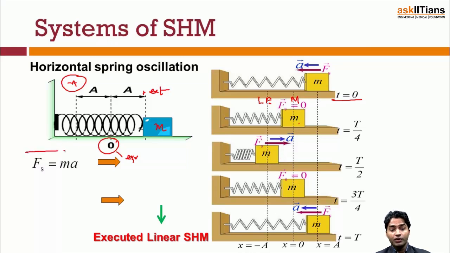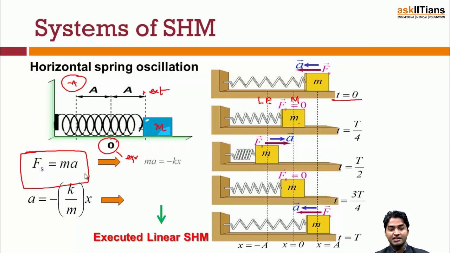We already calculated the force. Restoring force should be equal to mass into restoring acceleration, and we got the relationship ma equal to minus Kx. And we already know that the restoring force should be equal to the force in the spring, that is minus Kx according to Hooke's law. So acceleration is equal to minus K by M into x, and acceleration is directly proportional to the linear function of displacement in the opposite direction, and that is the case of linear SHM.